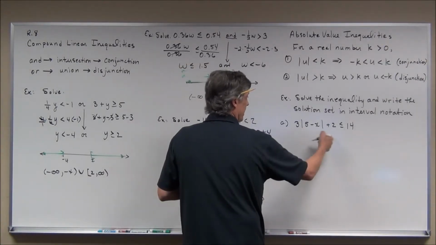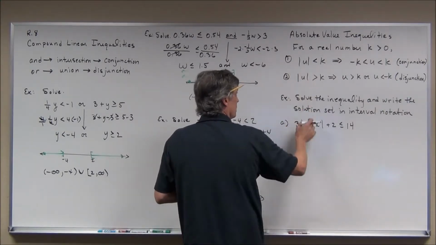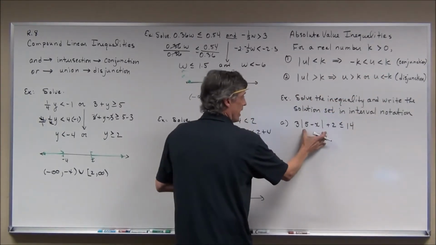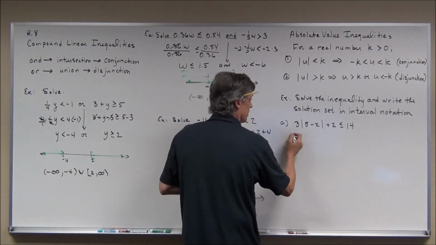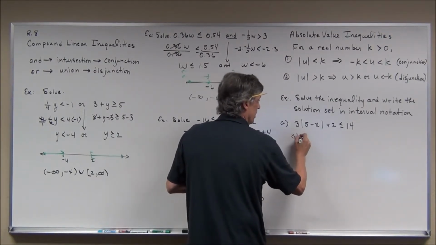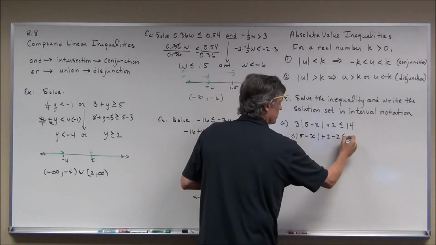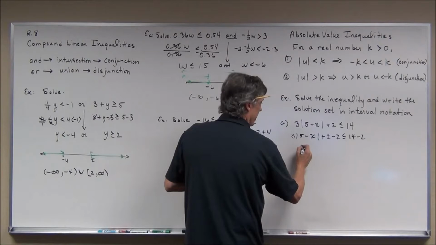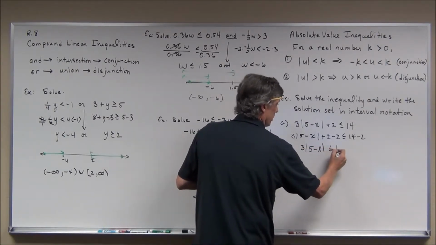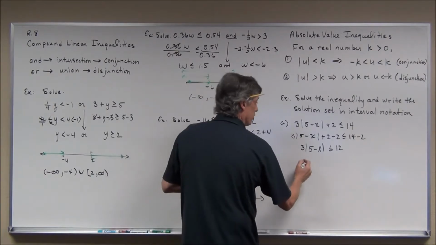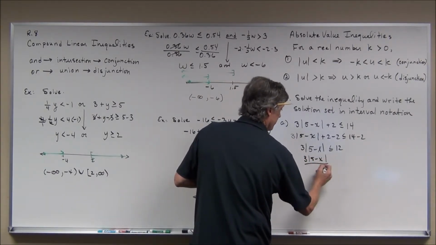So I'm going to isolate the absolute value symbol first. See how it's by itself? So that I can apply the rule. I have to undo the stuff around it. I have to get rid of the plus 2. I have to get rid of the 3 that's times it. So first things first, I'll get rid of the plus 2 by subtracting 2 from both sides. And I have 3 times the absolute value of 5 minus x is less than or equal to 12. I'm going to divide through by 3.